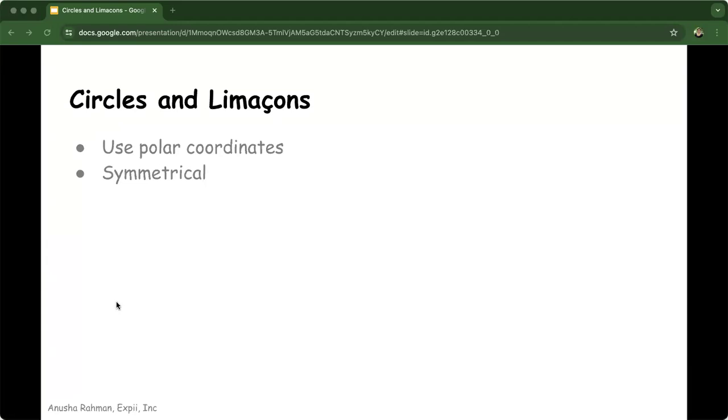Remember that polar coordinates represent points in a plane by their distance from the origin, the pole, and the angle they make with the reference direction, the polar axis. These curves often exhibit symmetry. For instance, circles are symmetric with respect to rotation about their center. Cardioids and limaçons can have various forms of symmetry depending on their equations. So let's dive into them individually.